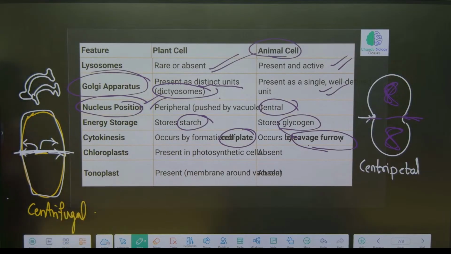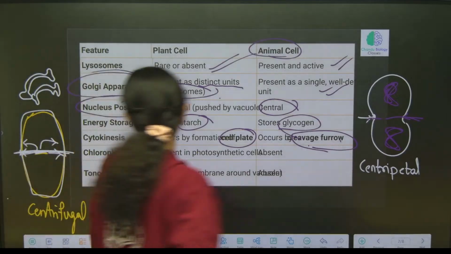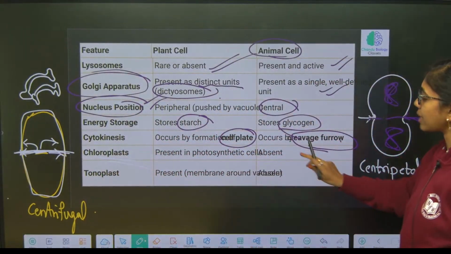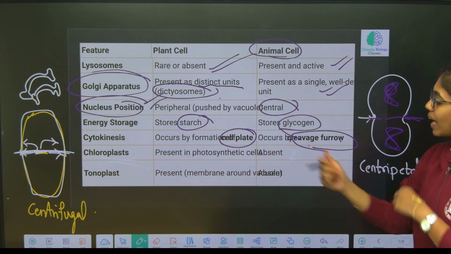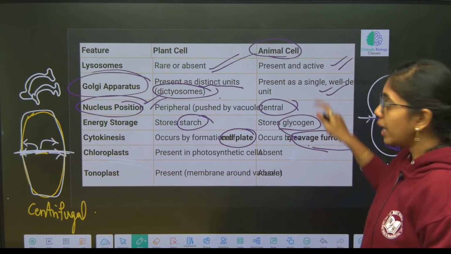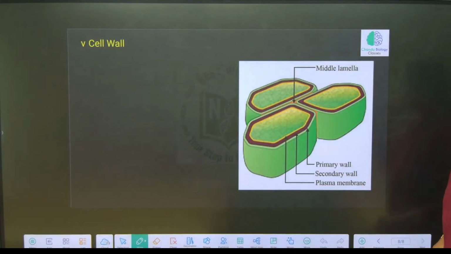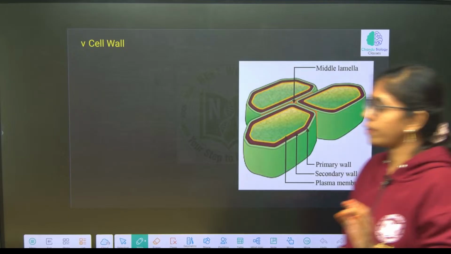This is called the centrifugal mode of cell division. And then chloroplast. Chloroplasts are present in the photosynthetic cells, absent in an animal cell. Tonoplast is a membrane bound vacuole. Here, of course, vacuoles are negligible, right. Next, the last topic we are going to discuss today is the cell wall, fine.